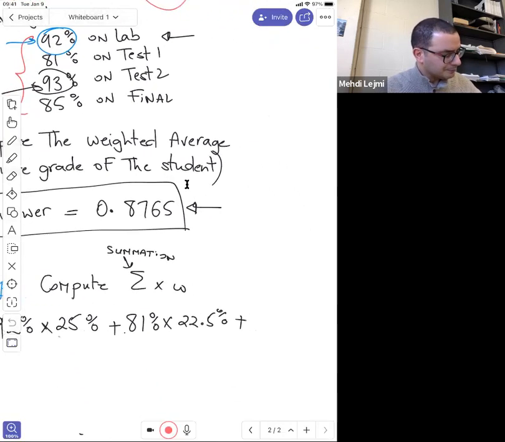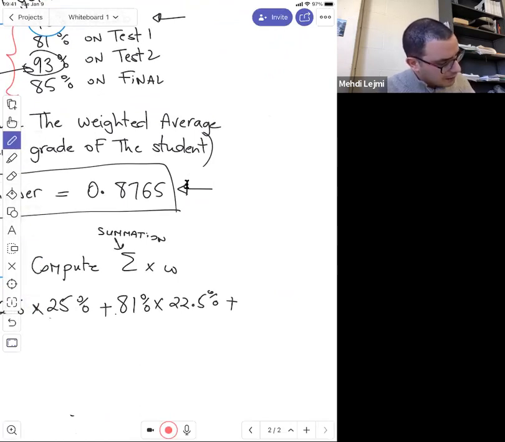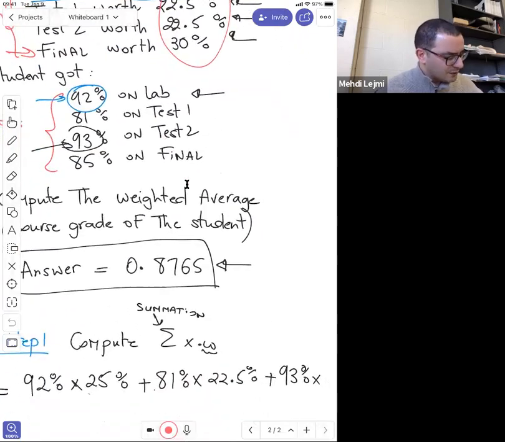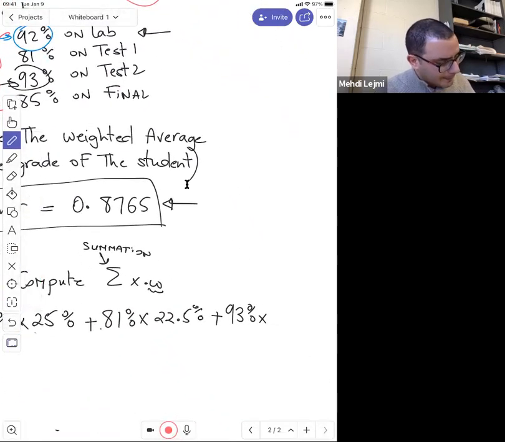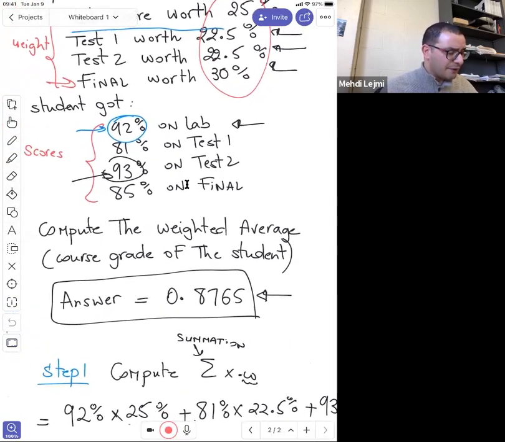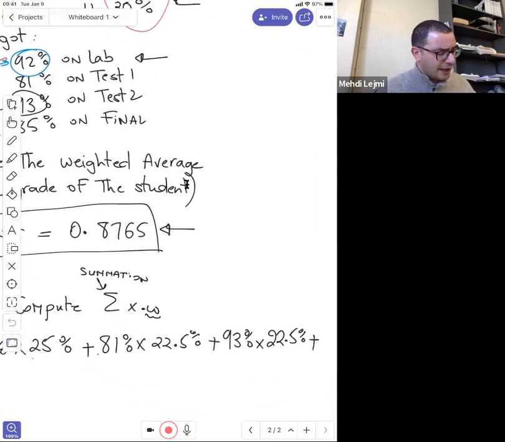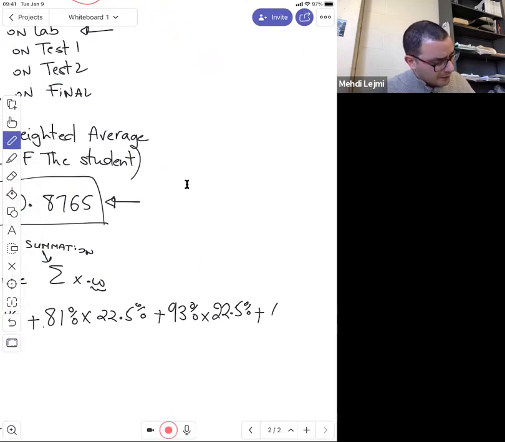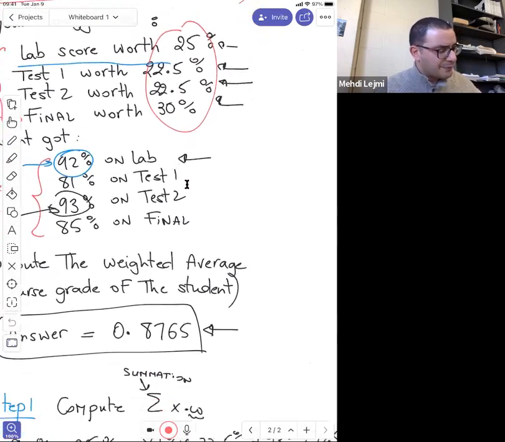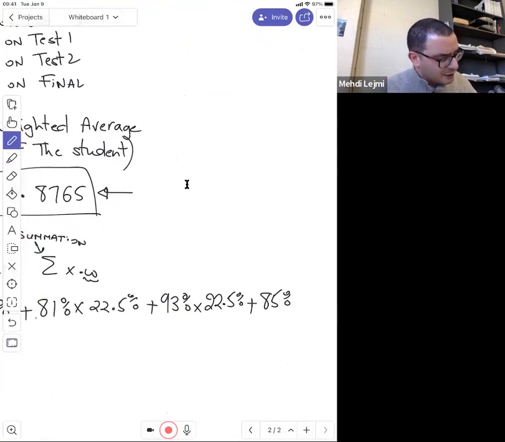So that's plus 93% times the corresponding weight. The second test is worth 22.5%. So we need to multiply this 93% by 22.5%, plus. And then the last score is the score on the final. He got 85% on the final. So plus 85% times the weight of the final. The final is worth 30%. So we multiply the 85 by the 30%.